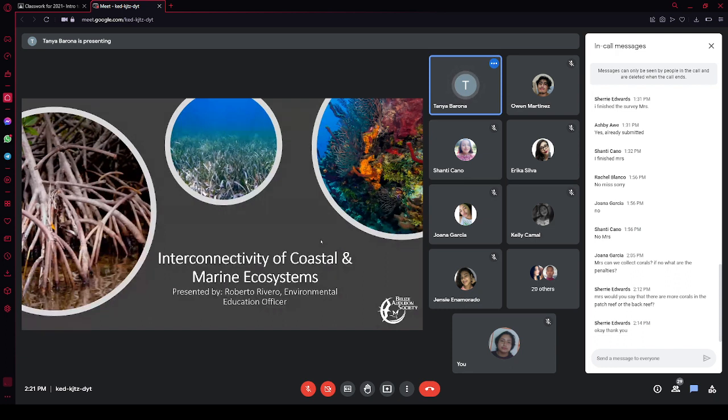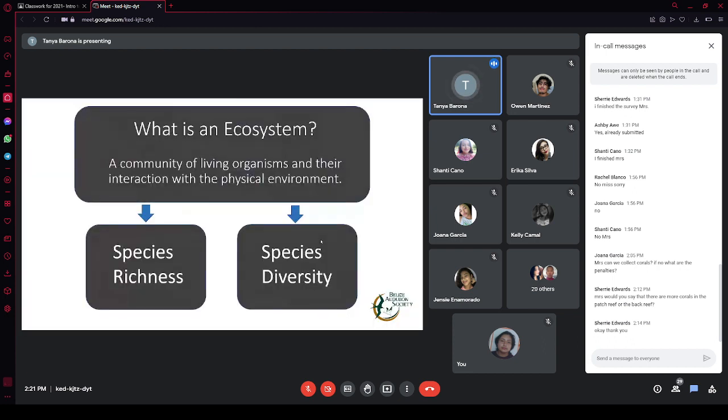Okay, so like I mentioned, I'll be talking about the interconnectivity of the coastal ecosystems, three of them. That is the mangrove ecosystem, seagrass, and the corals, like Tanya just talked about. All right. So first of all, let's do a basic review. What is an ecosystem? Well, it's a community of living organisms and their interaction with the physical environment, and we'll get a little into that.